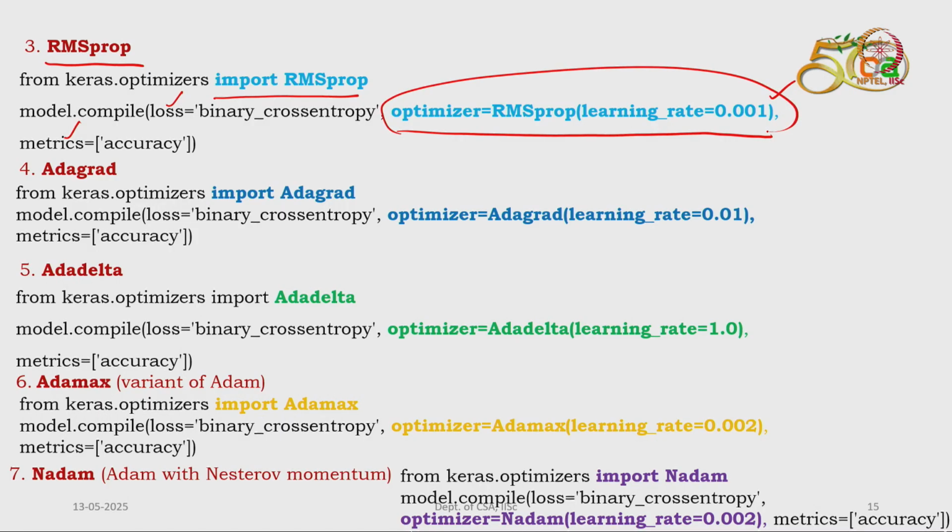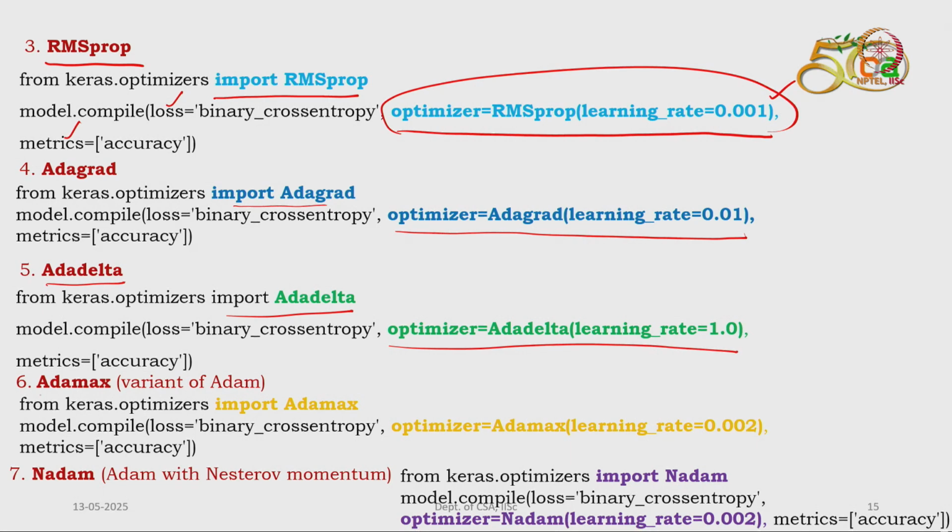Next, ADAGRAD is one more variant. If you are using it, import ADAGRAD and for the optimizer pass ADAGRAD. ADADELTA is the next optimizer. So import ADADELTA and for the optimizer you use this.